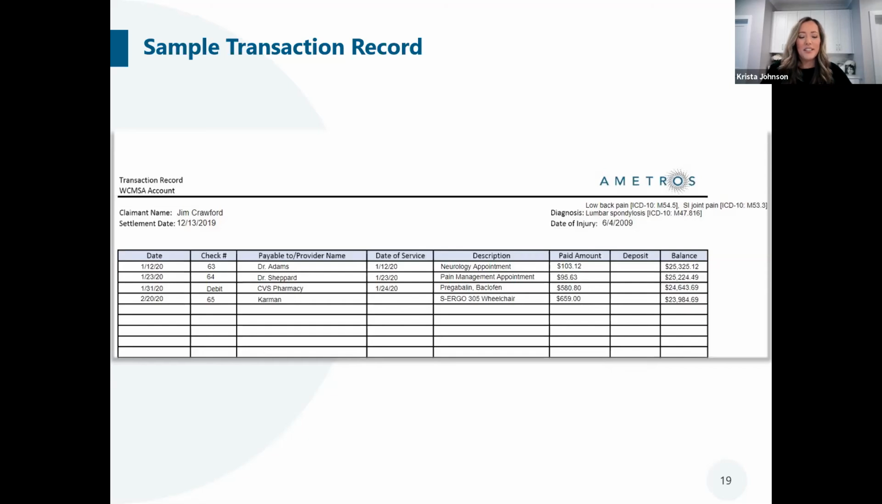Okay, so shown here is a sample transaction record for Jim. He had a neurologist appointment, a pain management appointment, he had some prescriptions, and needed to get a wheelchair. He needed to provide a variety of information: the dates of service, his method of payment, who it was payable to, the description with the corresponding ICD-9 or 10 codes, the payable amount, and the balance after paying each one of these providers.